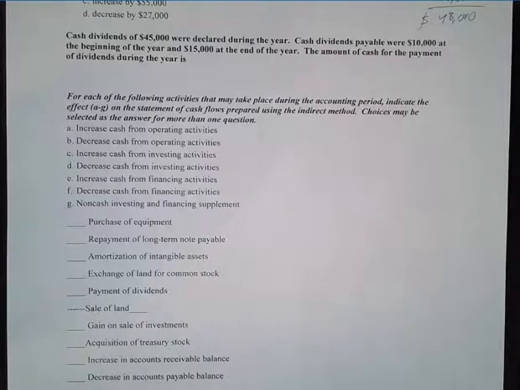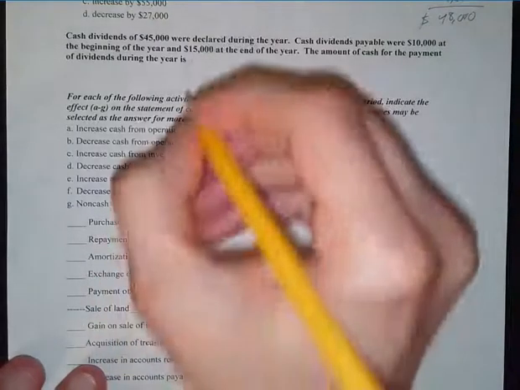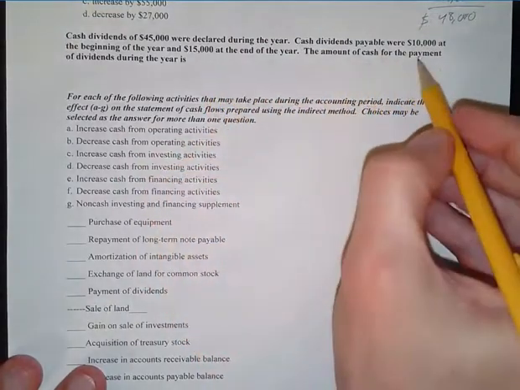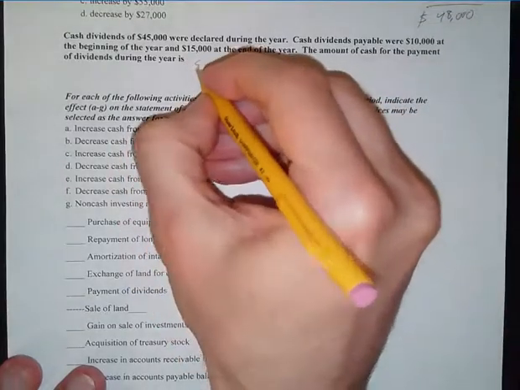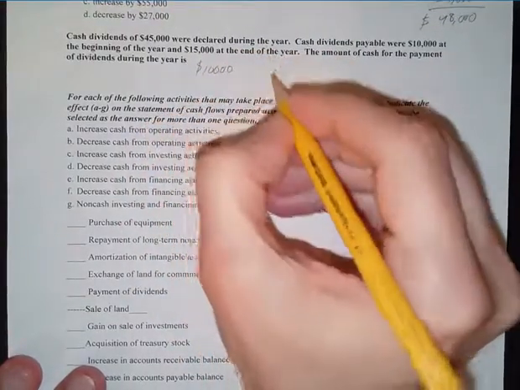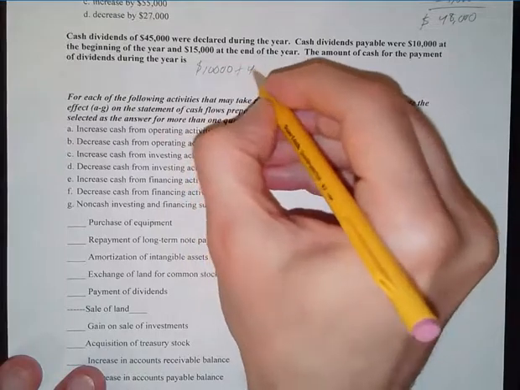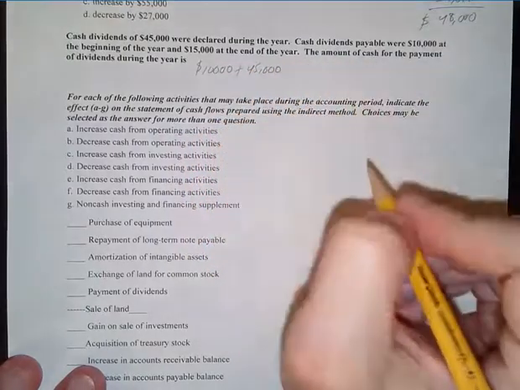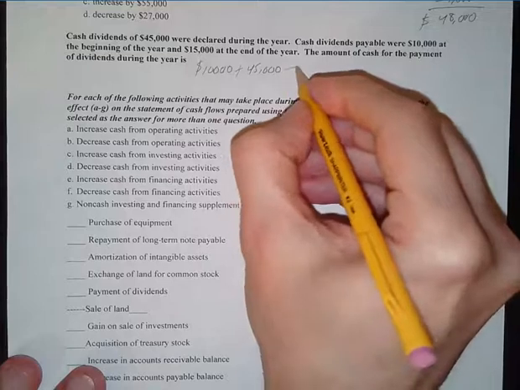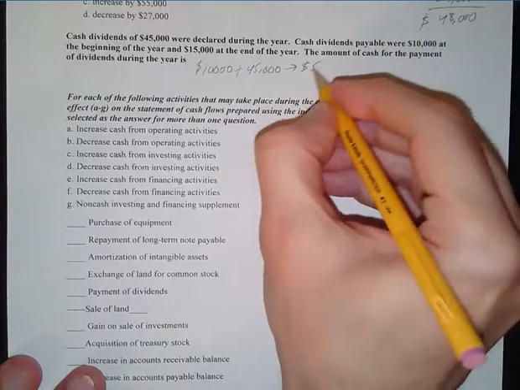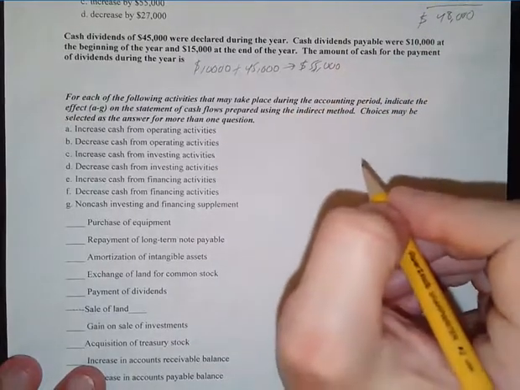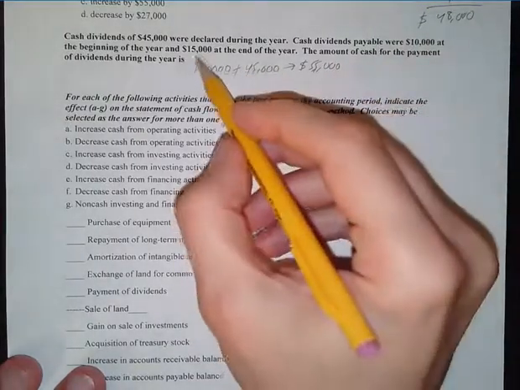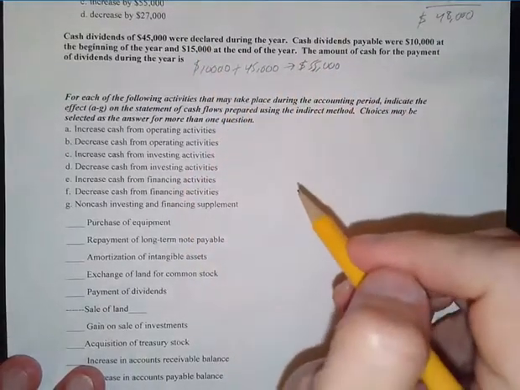The amount of cash for the payment of dividends during the year is, well, this is actually a lot easier than it looks. We had a $10,000 liability at the beginning of the year. And then during the course of the year, we increased that liability by $45,000. That gives us a total liability of $55,000. Okay. Now, at the end of the year, we had $15,000.